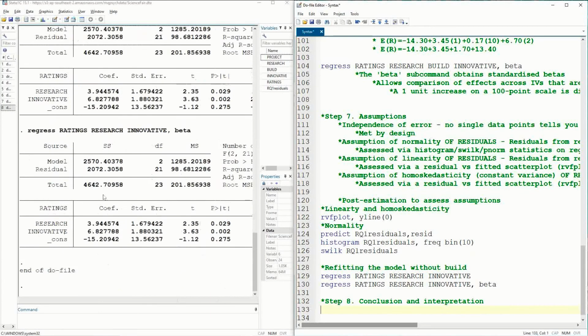If you wanted to, you could also do the same here, and you simply say, after removing the number of hours spent building, the t statistic for research becomes 2.35 on 21 degrees of freedom, and the chance of obtaining this, if the null hypothesis is true, is 2.9% of a chance. This is less than our definition of sufficiently unlikely, which is 5%, and continue on from there. And again, I would still be interpreting both of these and still saying controlling for the level of innovativeness, or when interpreting innovativeness, controlling for the level of research.